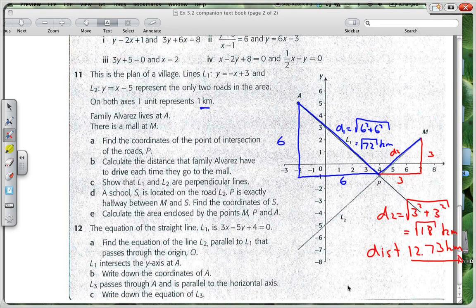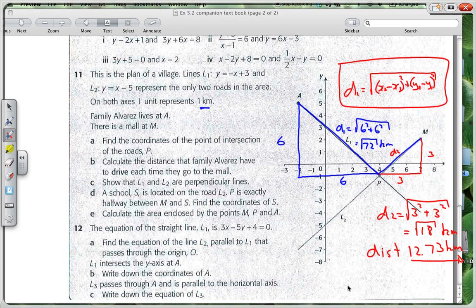Okay, you could obviously use the formula that d1 is equal to the square root of x2 minus x1 squared plus y2 minus y1 squared, as given in your data booklet.